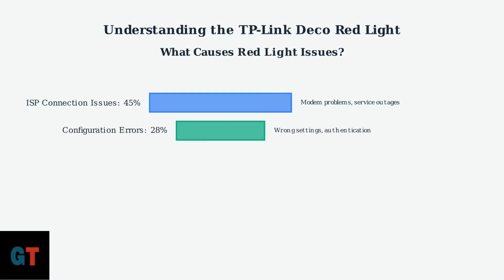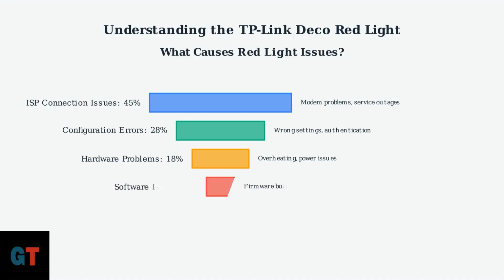Configuration errors make up 28% of cases. These are usually wrong network settings or authentication failures. Hardware problems cause 18% of red light issues, typically from overheating or power supply problems. Finally, software and firmware issues account for the remaining 9% of cases.